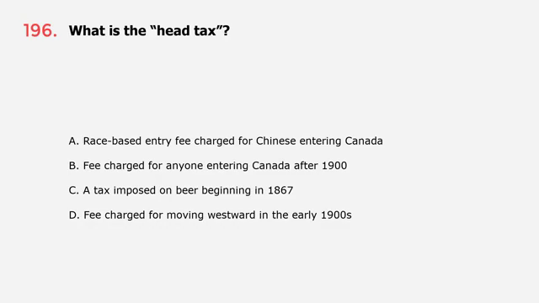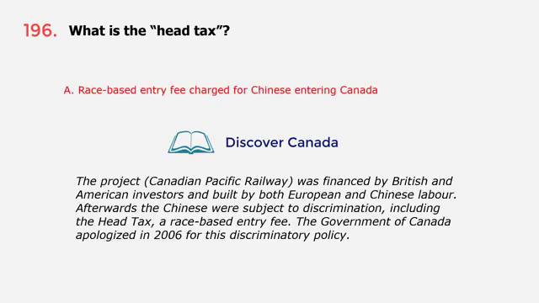Question 196. What is the head tax? A. Race-based entry fee charged for Chinese entering Canada. B. Fee charged for anyone entering Canada after 1900. C. A tax imposed on beer beginning in 1867. D. Fee charged for moving westward in the early 1900s. The answer is A. Race-based entry fee charged for Chinese entering Canada.